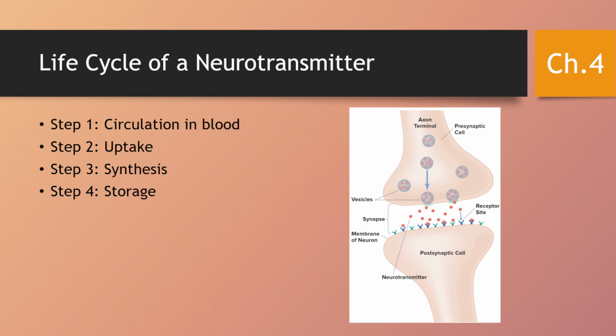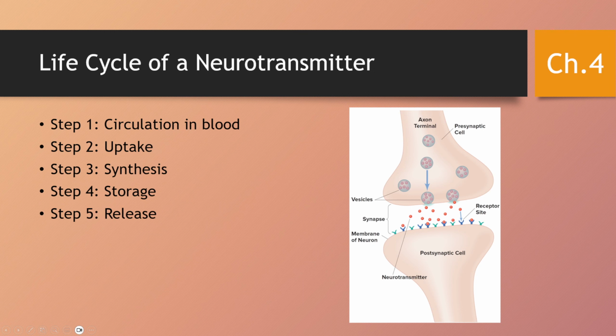We then have storage. Now that they're available to be used, they get stored in what are known as synaptic vesicles. You can see in that image on the right, there are those bubbles in the top part. They store them there in the axon terminal, ready to be released to send that signal to the next neuron.